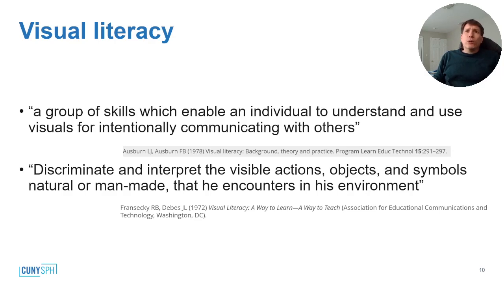And also visual literacy can be defined as discriminating and interpreting visible actions, objects, and symbols. They can be natural or man-made, that we encounter in the environment. And as you see, these definitions are not that new. They're relatively old, because people have been discussing the visual system for a while.